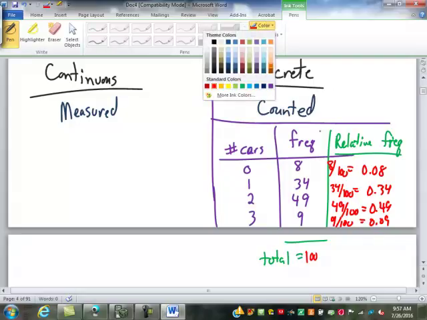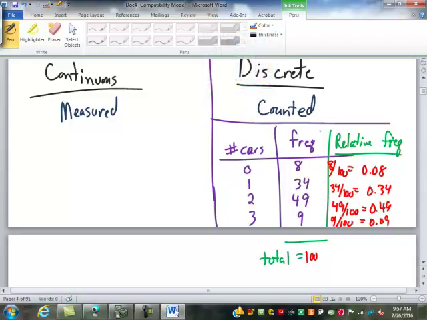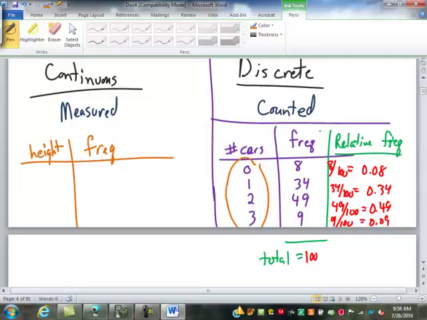On the other side of it, for measured, for continuous data, let's say I want to do heights. Most often when you're dealing with continuous or measured data, you cannot just list individual values like this. This is what's nice about discrete, it's just like doing categorical. You just list all the values and you write down the frequency. Measured data or continuous data, you usually have to group it.